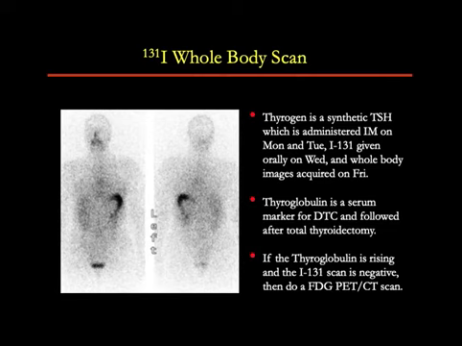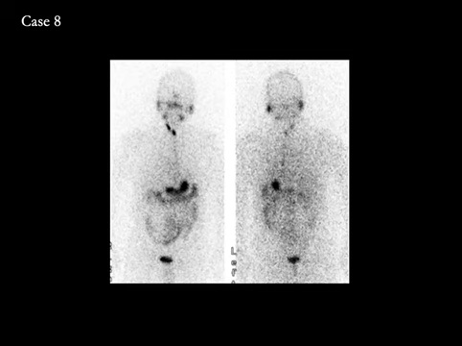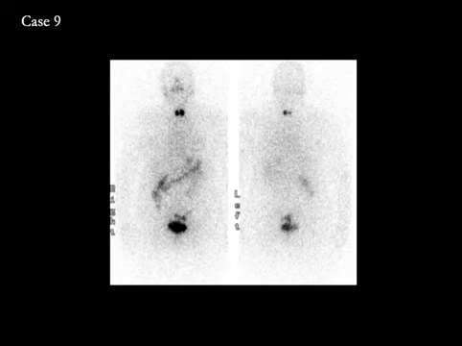Let's look at some I-131 whole body scans. Here we have a patient post-thyroidectomy referred for an I-131 scan, and there is some residual thyroid tissue in the neck, seen here in the anterior projection as 2 foci in the thyroidectomy bed. Now, this is something that can be treated with radioactive iodine. Another patient with similar finding post-thyroidectomy, residual thyroid tissue in the neck, which needs to be treated with I-131.